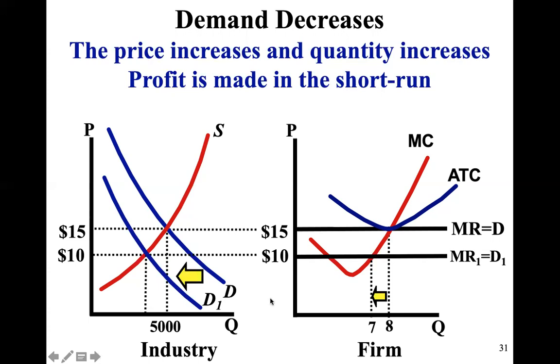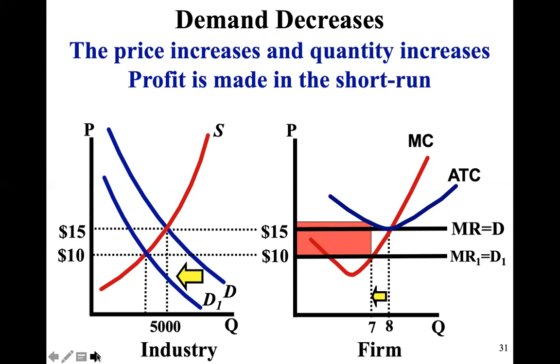And then again, we want to figure out where our profit or our loss box is. Here, you go to your MR equals MC quantity, and at that quantity, you go up to look for the intercept of the ATC, and that's going to be our loss box there. So here we are again in a new short run equilibrium where this particular firm is making a loss.